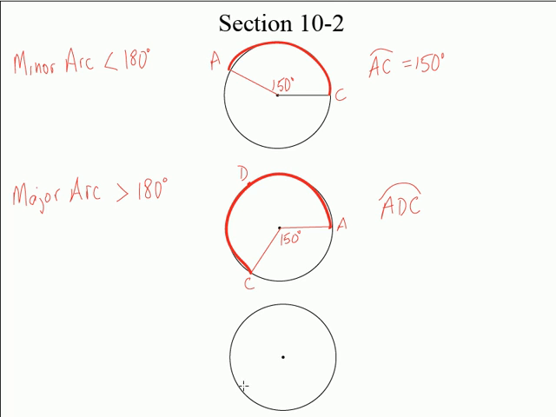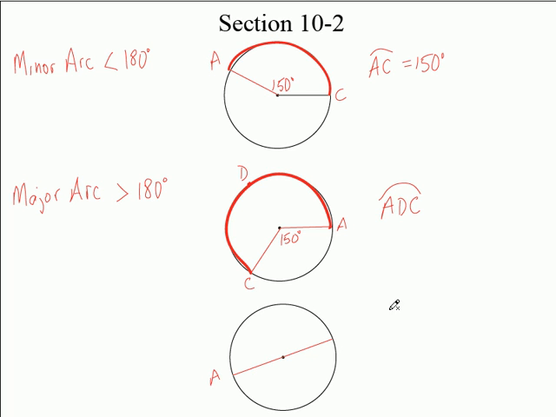Let's do this. Okay, I go right through the center. All right, I go right through the center. What do I have here? I've got a diameter, don't I? And it cuts off an arc as well.